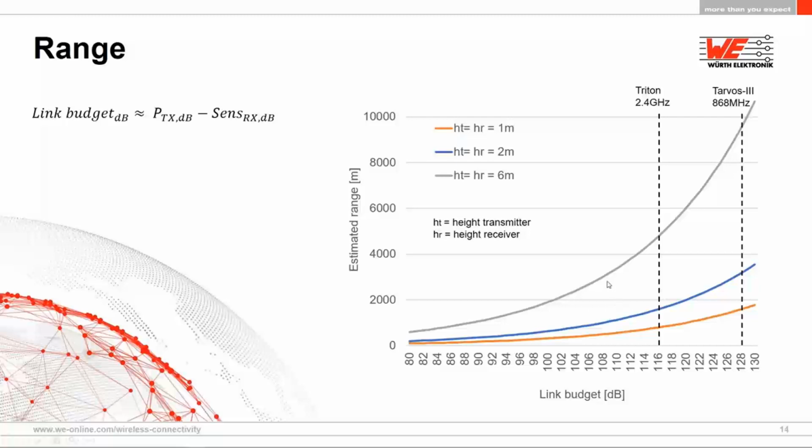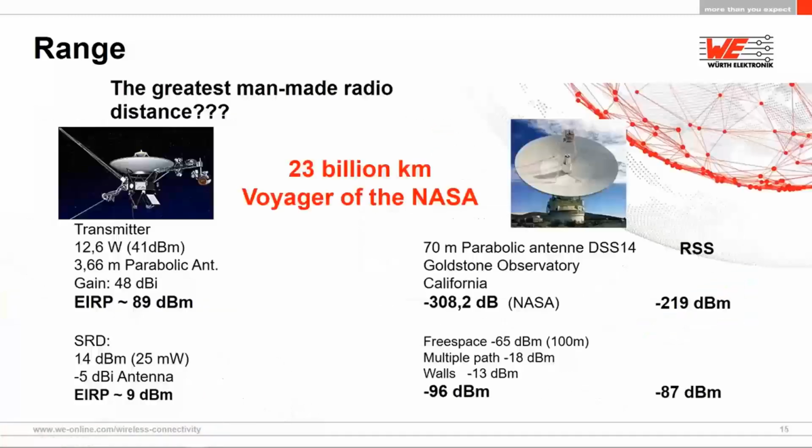Having a look at these two here, I took the first formula and entered some heights: HT as 1 meter, 2 meters, and 6 meters for the gray. And here you can see that with a good antenna height, obviously we get a much better range. So the range increases with antenna height, and that is a crucial element of antenna theory.